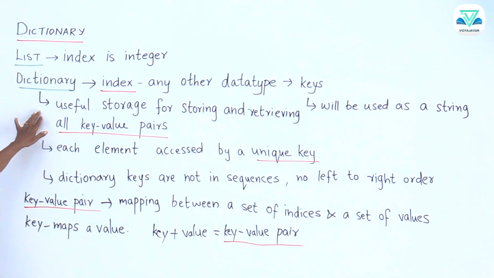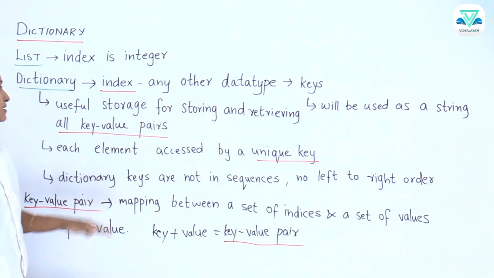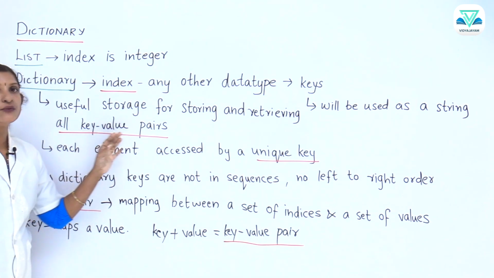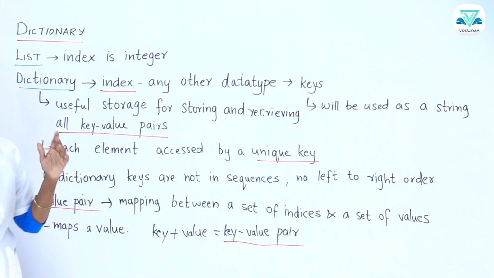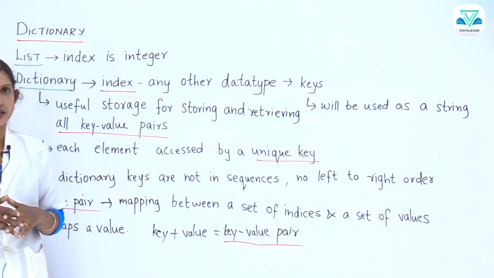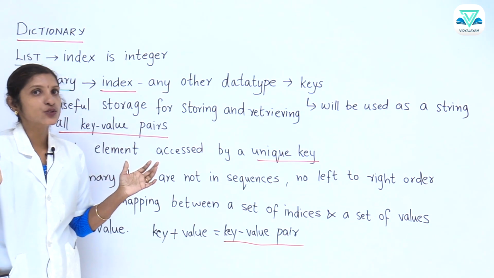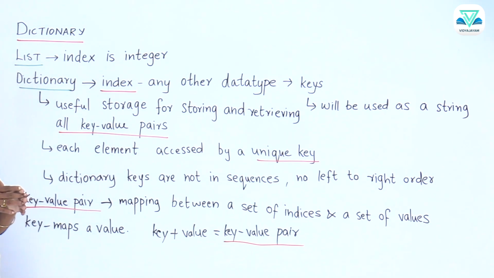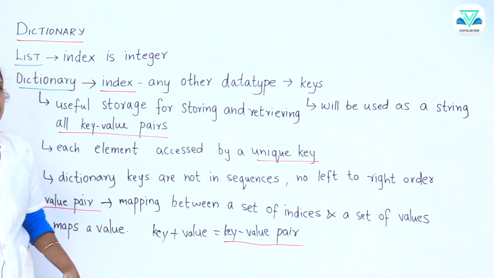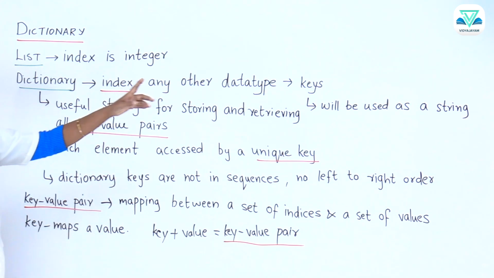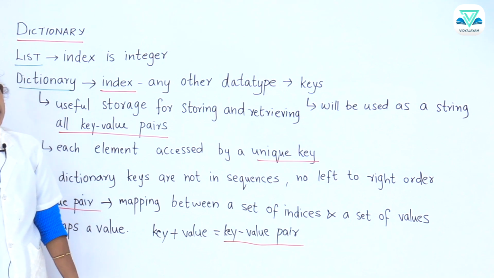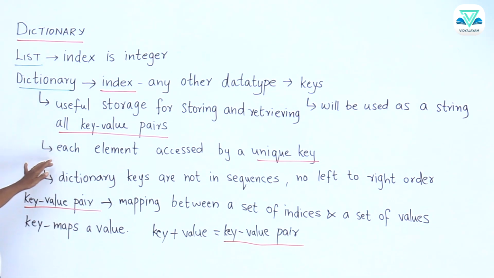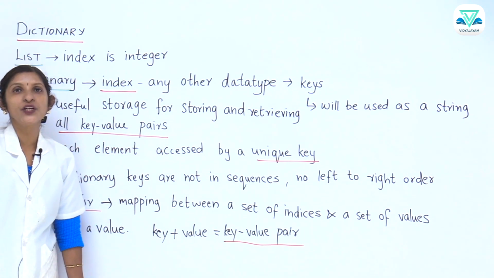It is a useful storage for storing and retrieving key value pairs. We have a key as well as a value here. These two combinations are given and that is why we call it a key value pair. Now this key will be used as a string. Each element is accessed by a unique key.